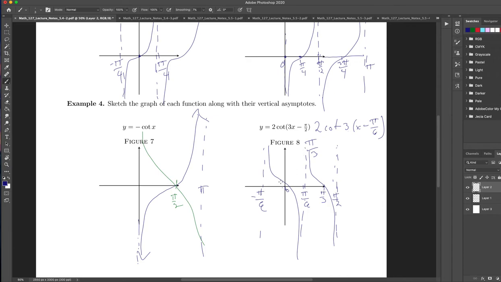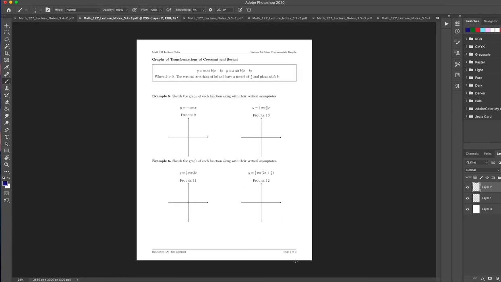But if it was 1 here, you'd move it up 2. If it was 2 here, you move it up to 4 and such. We were so careful when drawing this exactly. And then let's do some stuff with secant and cosecant.